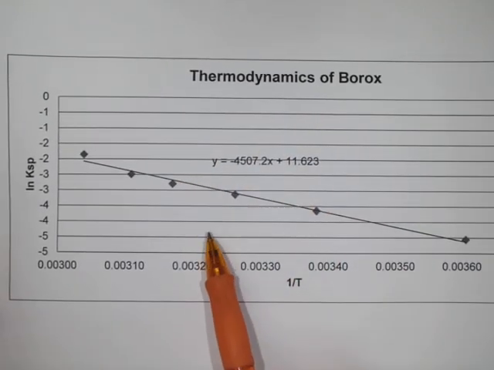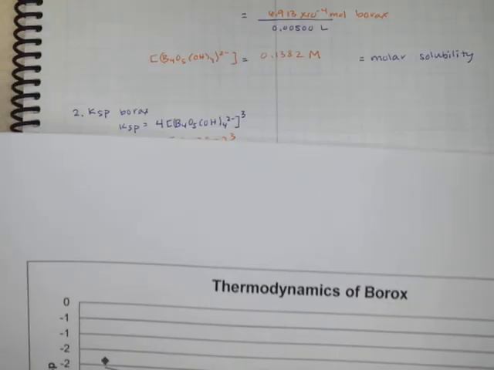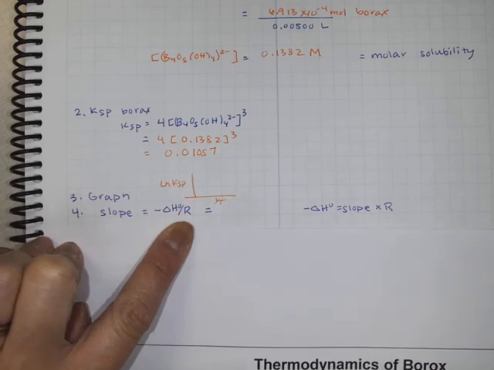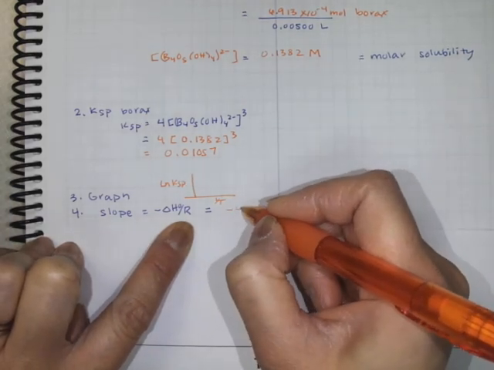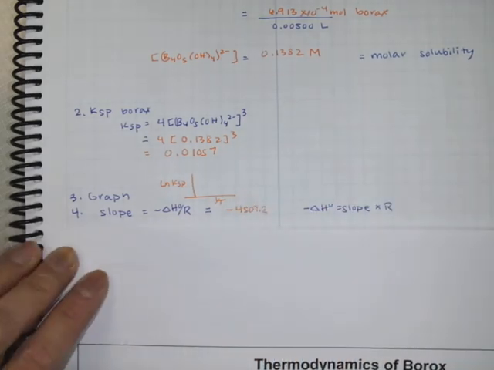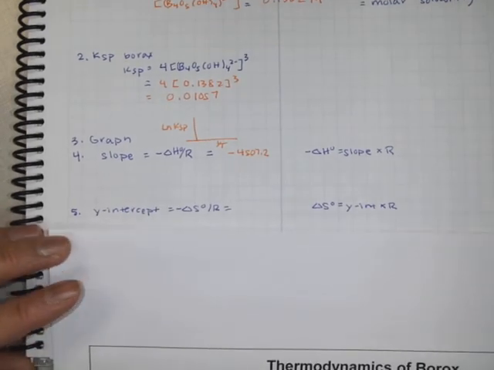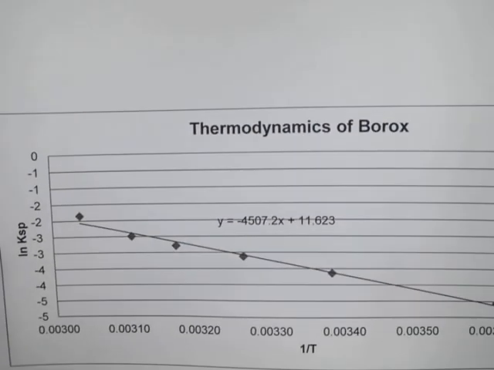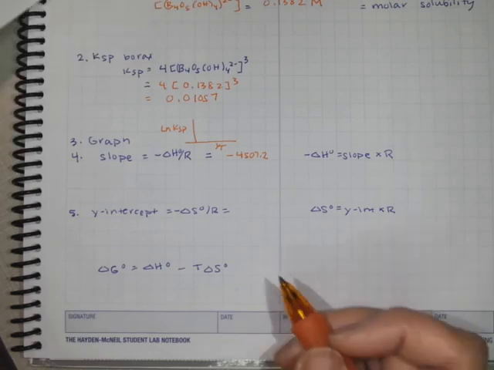So this is my graph. It looks fairly linear. This is my slope. If you look in the lab manual here, the slope is equal to negative delta H naught over R. So this will be negative 4507.2. That's the slope. And then for the y-intercept, that's delta S over R. So the y-intercept is 11.623.